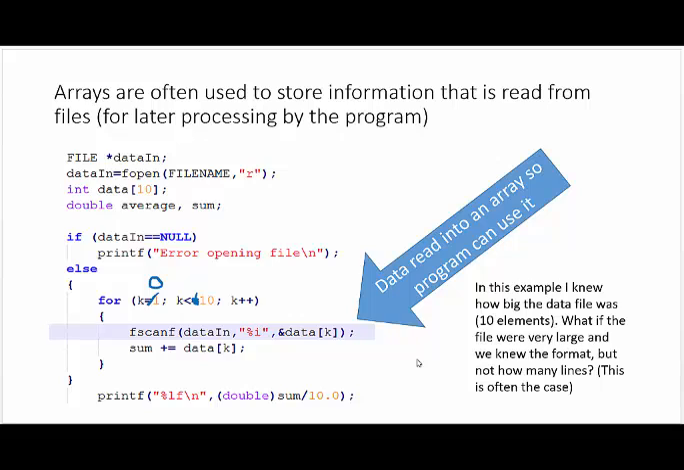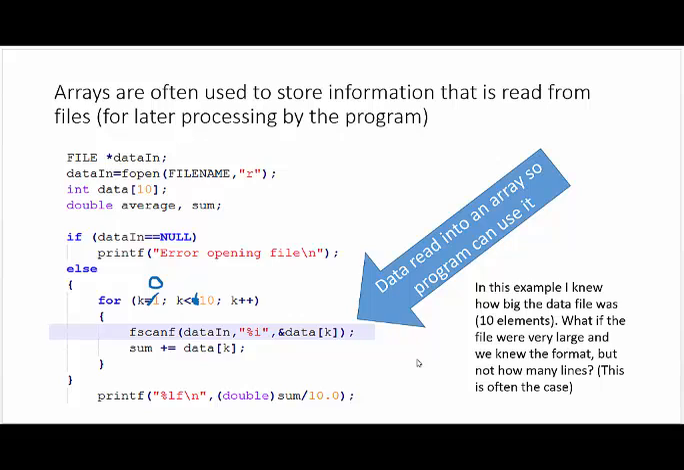In this example, I knew how big the data file was. It was only 10 elements. But many times the file is very large. You can open up the file with your notepad or whatever program, and you can see what the data format is. Is it one column? Is it two columns? Is it doubles? Are they ints? What does the data look like?